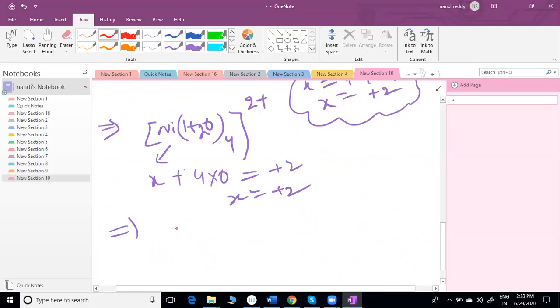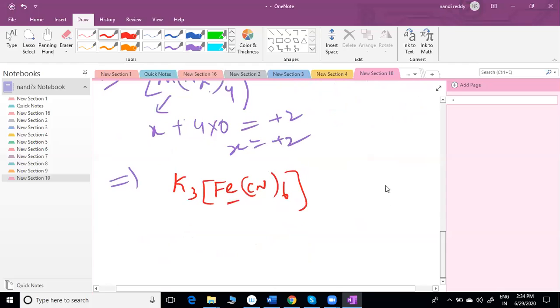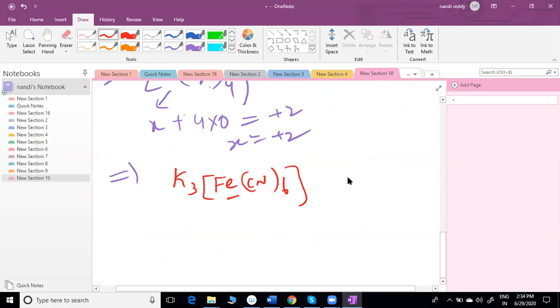Next, try to solve. These are the complexes: K3[Fe(CN)6]. Iron oxidation number, underline this one. Next. Cobalt, right? Cobalt also, you can write complexes here: Na3[CoF6]. Note down which are the underlined atoms.